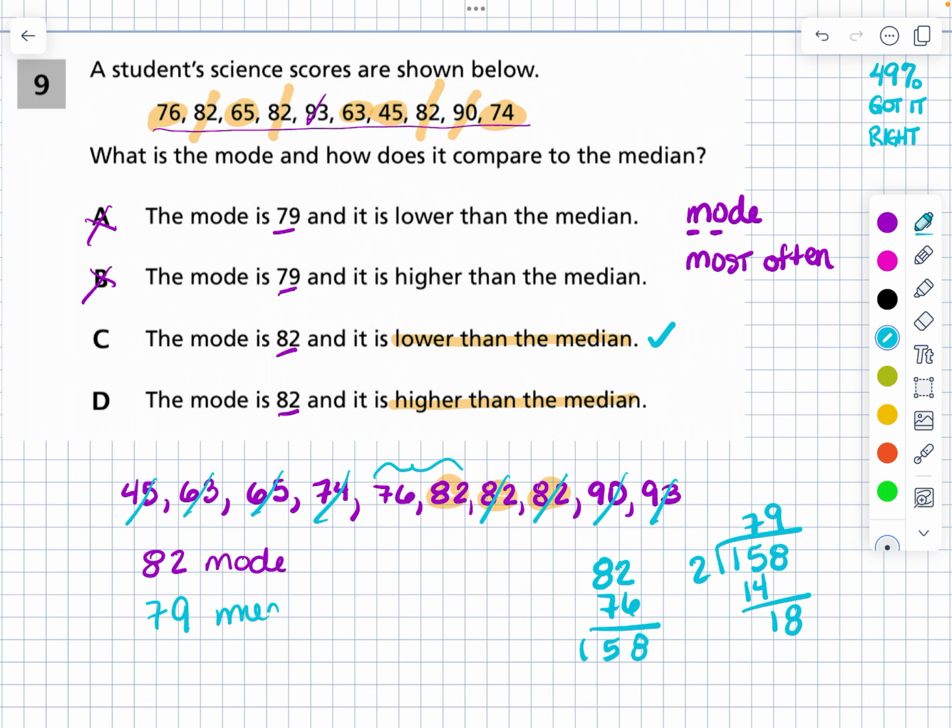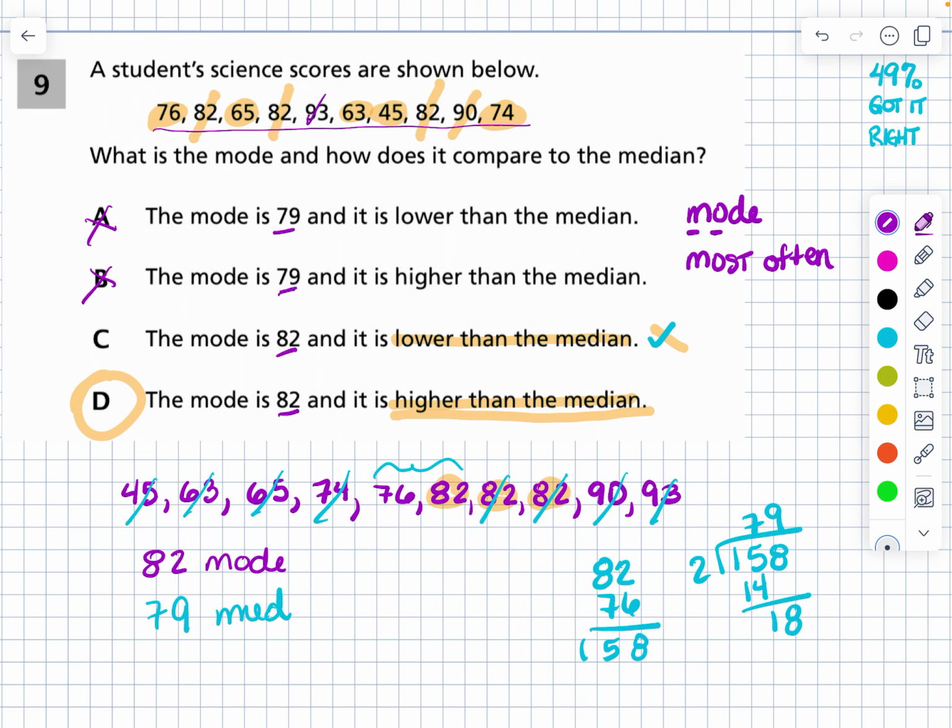And let's reread the question again. So it says, what is the mode and how does it compare to the median? The mode is greater than the median, so it's good I read this again. So the earlier choice is not right. It says the mode is greater than the median. So this is the answer. D is the answer.